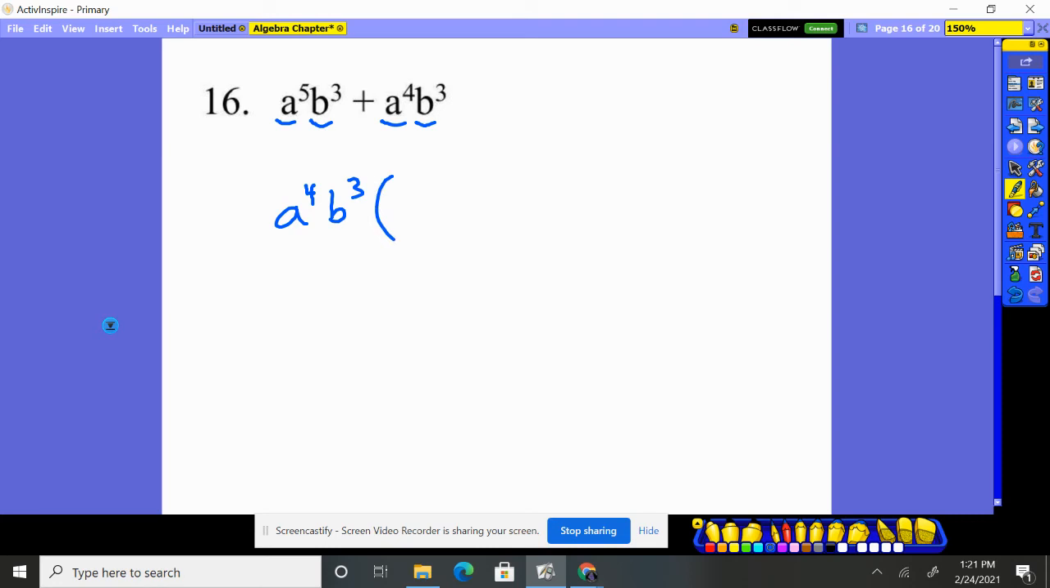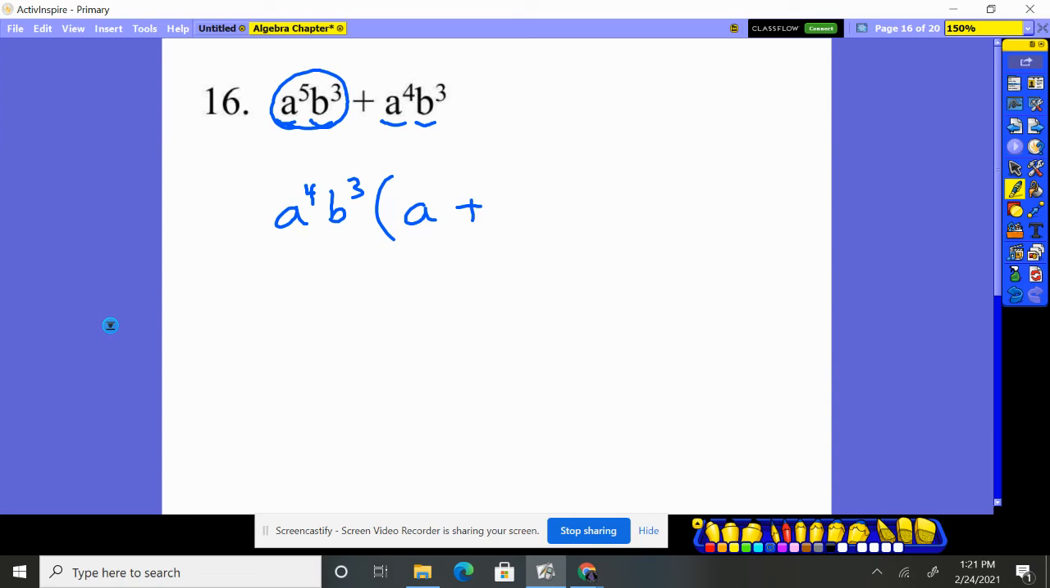Now we simply say A to the 4th, B to the 3rd times what gives us back A to the 5th, B to the 3rd. Well, you have A to the 5th, and you pulled out 4 of the A's, so you only have 1 A left behind. You pulled all the B's out, so there's nothing there.